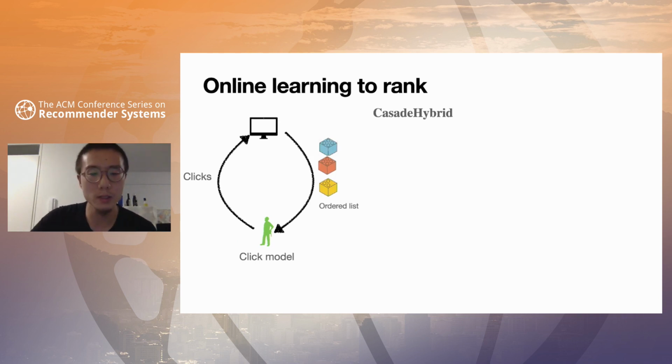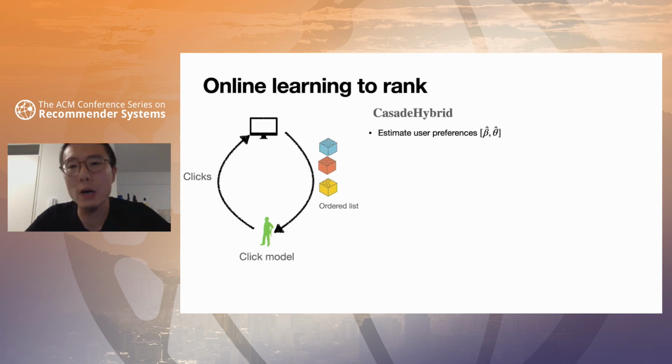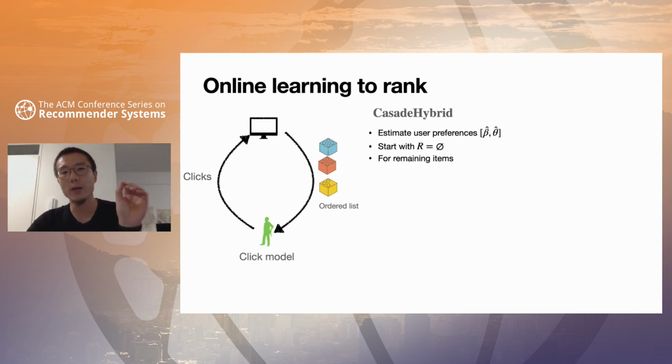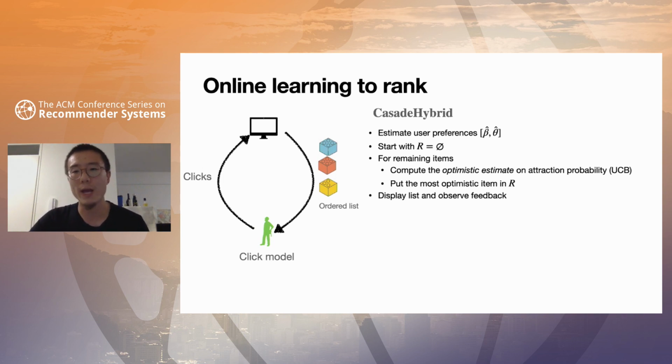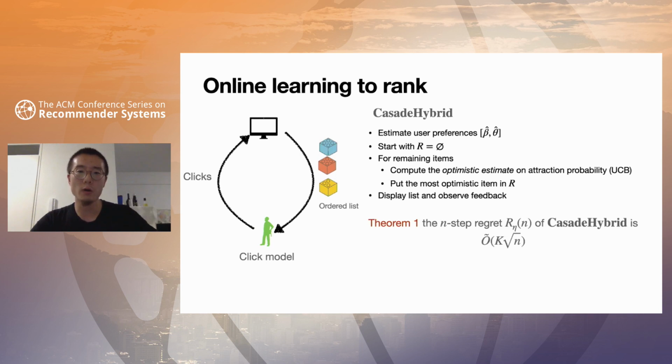So let's see how our algorithm works. The algorithm works in rounds. At the beginning of each round, the algorithm will estimate the user preference. And then when building the ranking, the algorithm starts with an empty ranking. For each of the remaining items, the algorithm will compute the optimistic estimate, or we can call it the upper confidence bound, on the attraction probability of the remaining items. And then put the most optimistic item in the ranked list. We repeat this process until we reach enough items. Then we display the ranked list to the user and observe the feedback. So we use this feedback to update our algorithm.